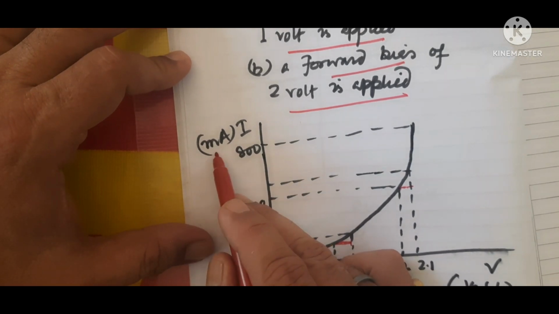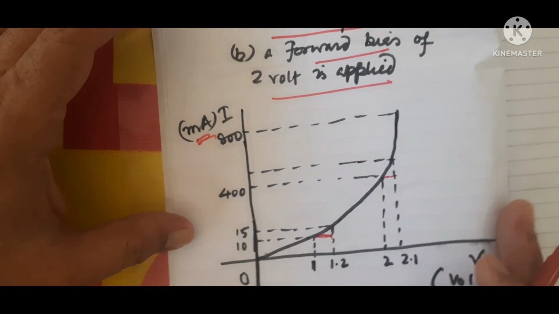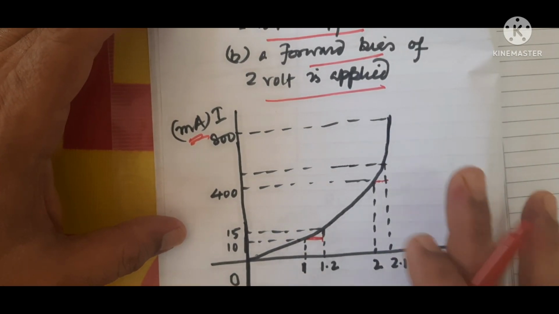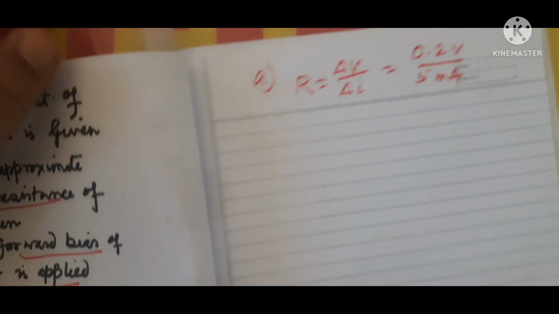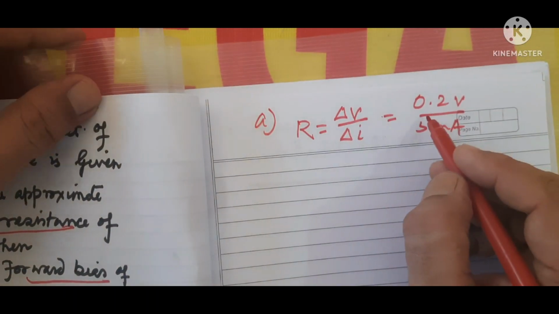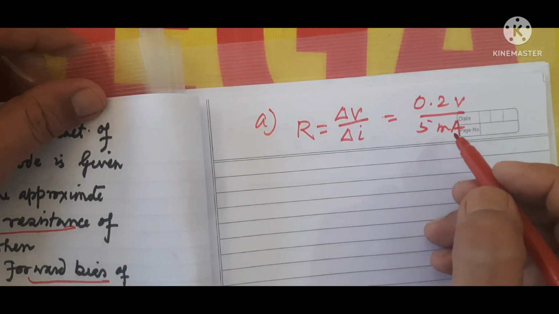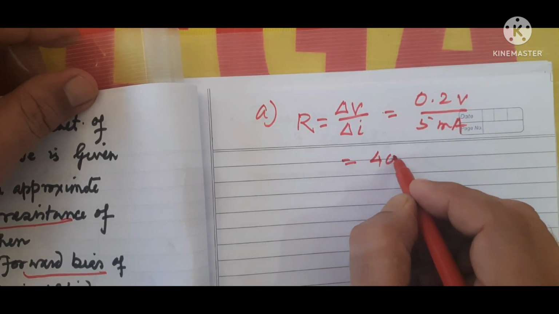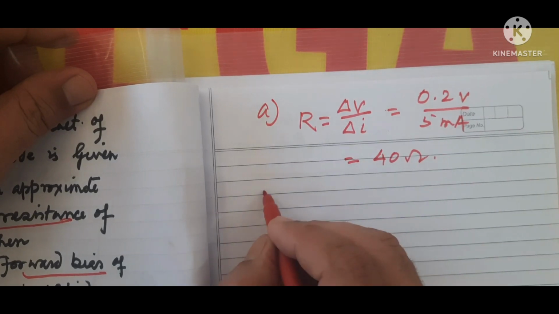This is in milliampere. So the resistance is the perpendicular by base, tan theta, the slope. The dynamic resistance is 0.2 volt by 5 milliampere. That comes out to be 40 ohm. That should be your answer.